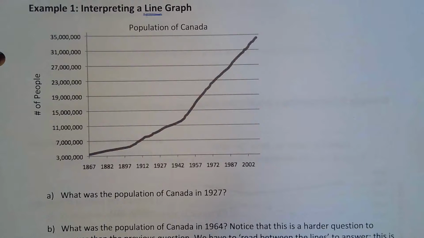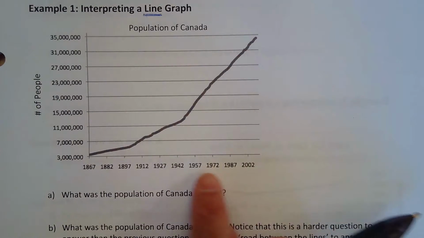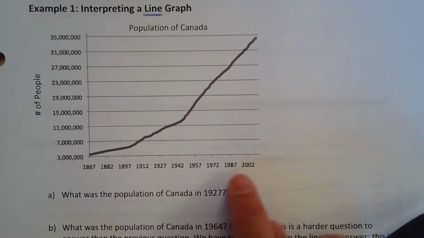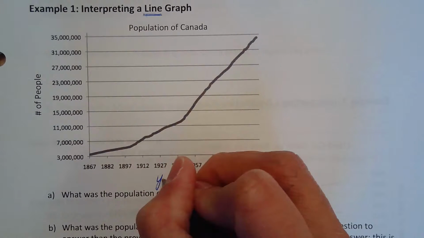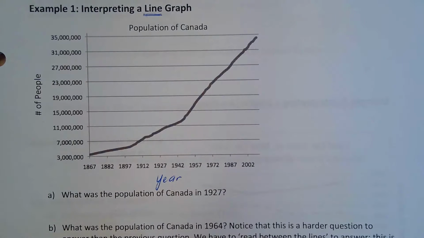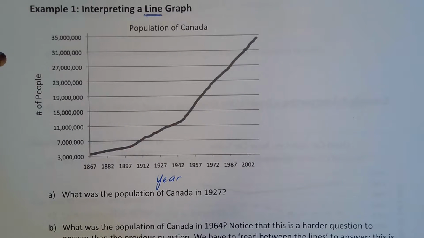Okay, so this graph is not quite complete. It wasn't thoroughly done, because the bottom, you're thinking that's the year. We should identify that on our graph. We should put year. So on the horizontal axis, it talks about the year. And then on the vertical axis is what? Number of people.